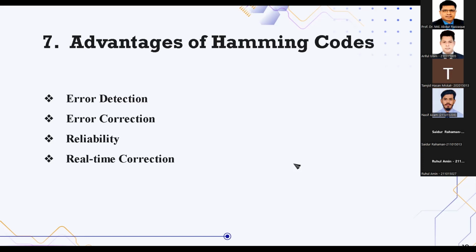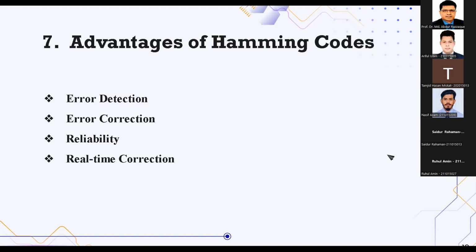Today my presentation topic is advantages of Hamming code and disadvantages of Hamming code. First, the advantages of Hamming code. Error detection: Hamming code can spot when an error occurs in data during transmission or storage. Then error correction: it not only detects errors but can also fix a small mistake automatically, ensuring accurate data.